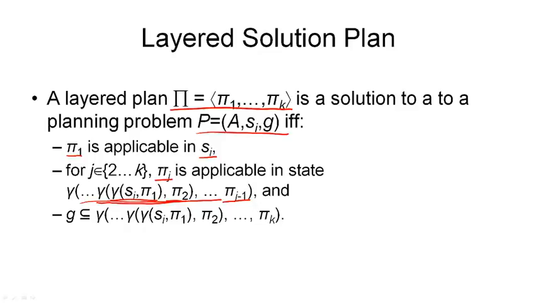And the third and final condition is simply, if we look at the state that we get from applying all those sets of actions in sequence, so starting from pi 1, then pi 2, and so on until we get to the last set, pi k, we get a state, and in this state all the goal propositions must be in this state. So that is what a layered solution plan is, and that's the kind of plan we'll be looking for in our planning graph.